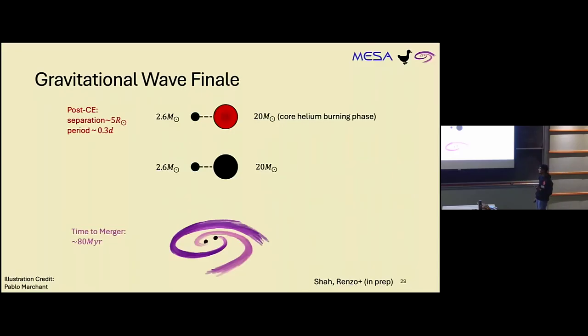And this stripped helium star is likely too massive to explode, and it might just implode and leave behind a 20 solar mass black hole with a 2.6 solar mass compact object. And these two compact objects are going to merge through a gravitational wave driven inspiral and resemble something like the highly asymmetric mass ratio of 1908-14.